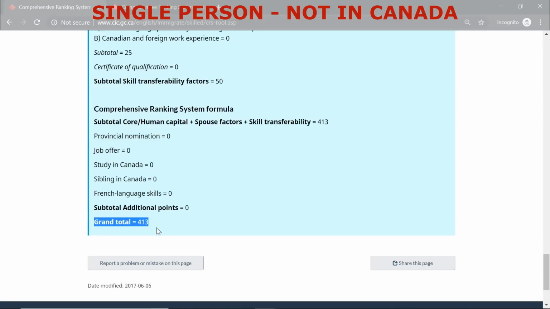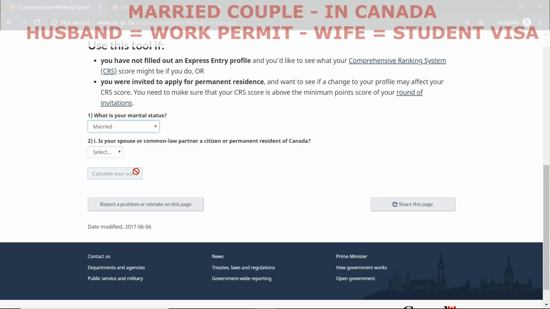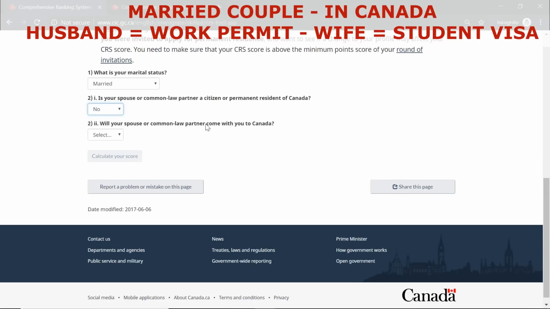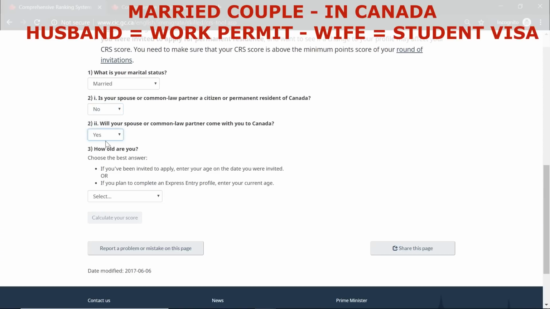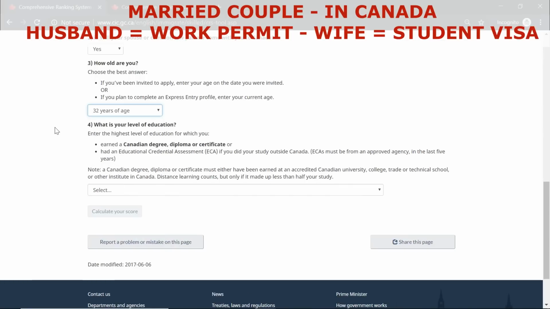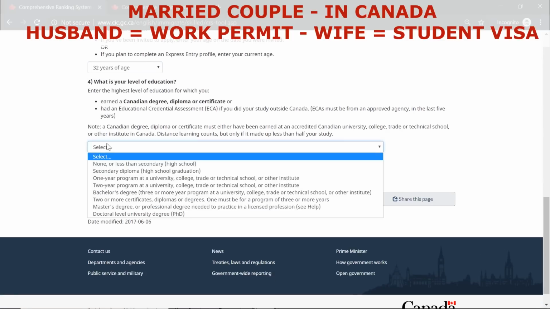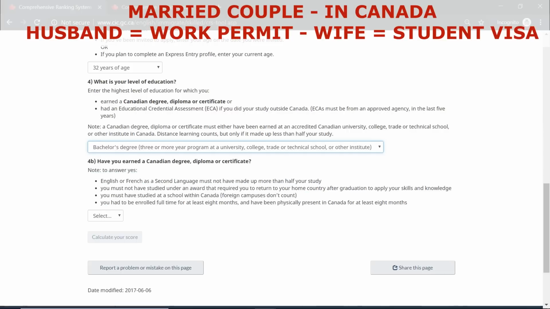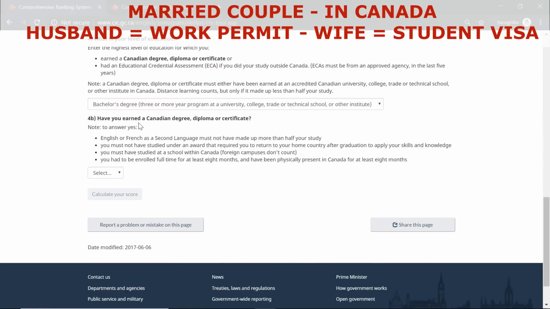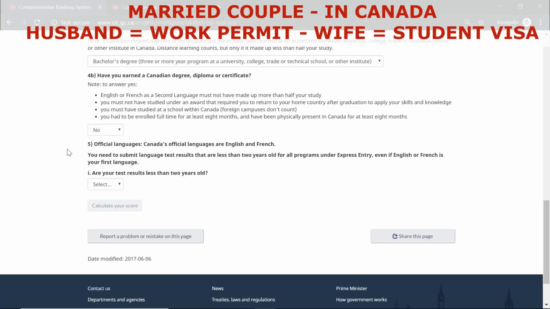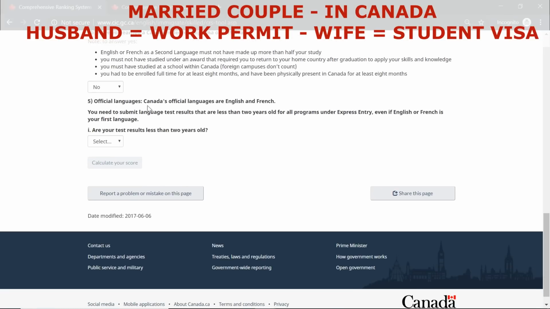Okay, so we're going to keep that number in our head right now and do another scenario. We're going to do a married person who's living in Canada right now. Okay, so is your spouse or common law partner a citizen? We're going to say no. Will your spouse or common law partner come to Canada with you? We're going to say yes. How old are you? What is your level of education? Have you earned a Canadian degree? So this is you yourself. We're going to say no. Right? Official language. Say yes. Okay.